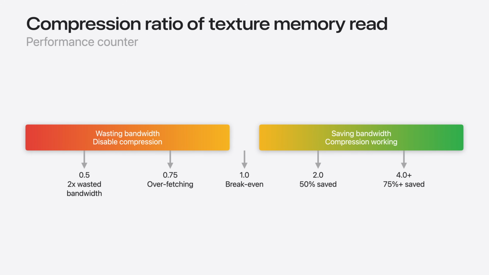This counter measures the ratio of original uncompressed data to actual compressed data read from memory. When this counter is higher than 1.0, you're saving bandwidth. Compression is doing its job. A ratio of 2.0 means you're cutting memory traffic in half. This is where you want to be. When it's less than 1.0, the GPU is overfetching and wasting bandwidth. The upcoming workflow will show you how to diagnose performance issues due to scattered reads.